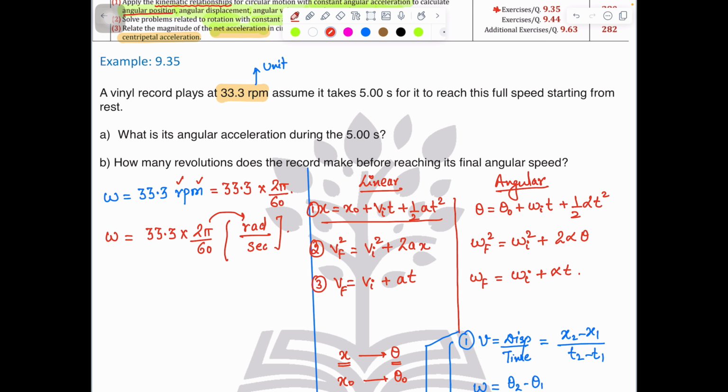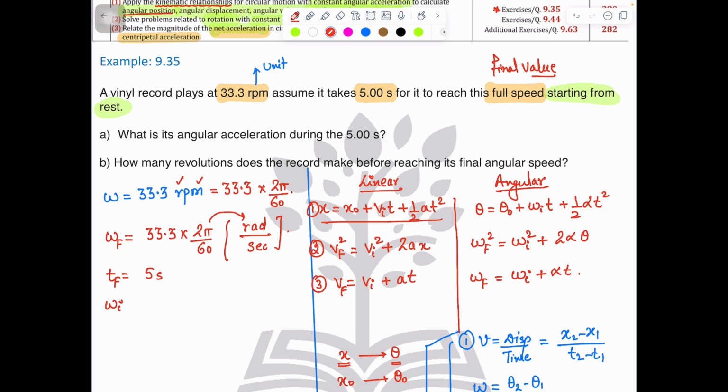Assume it takes 5 seconds. Time is given. So your time is 5 seconds for it to reach this full speed. Full speed means the final value, because if someone achieves the full speed, that is the maximum. Starting from rest. It means what we have now, this becomes your final and this becomes your final.